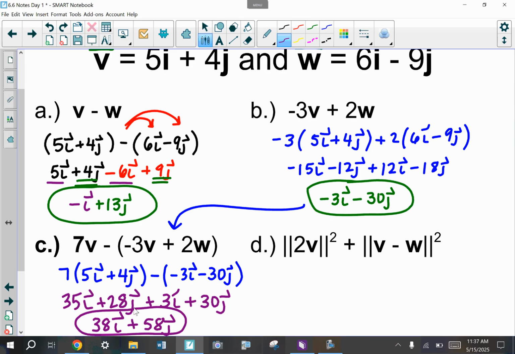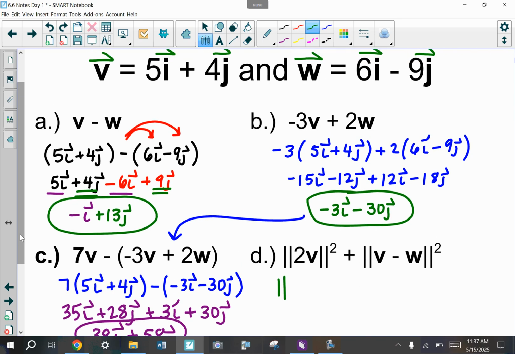And then the last one has these crazy bars. What do these bars mean again? The magnitude, right? So for the first one, it wants the magnitude of 2 times v. What do we get if we multiply v times 2? What if we just did this part first? 2 times 5i plus 4j. So we get 10i plus 8j. Can we agree with that? So we'd have the magnitude of that vector plus the magnitude of v minus w.